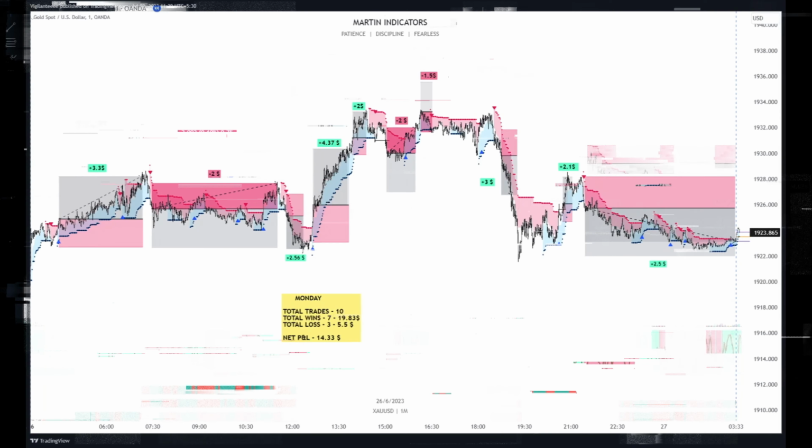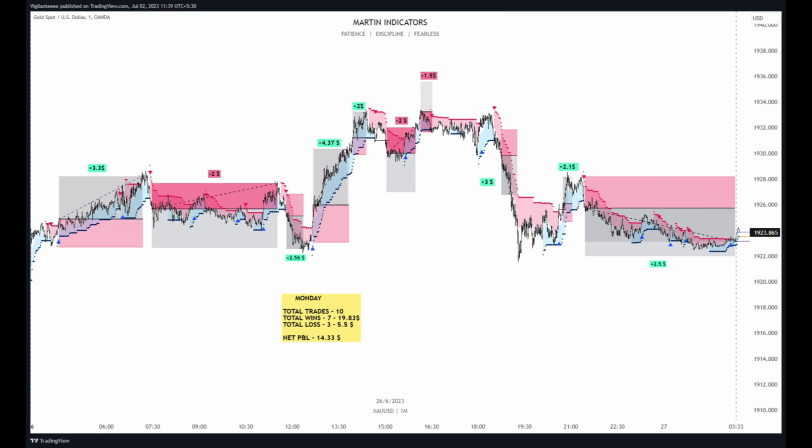End of day 1, we will quickly look at the stats. We had a total of 10 trades with 7 wins and 3 losses. Total wins are $19.83 and total loss is $5.5, with a total net P&L of $14.33. This shows the robust performance of the Martin strategy all-in-one scalp toolkit on a non-volatile day. Let's move on to day 2.